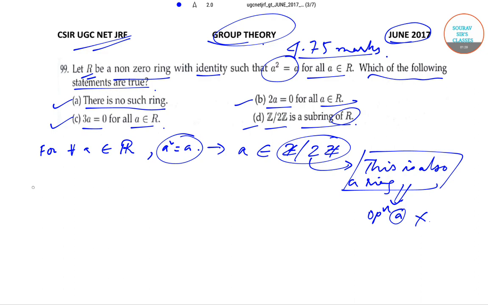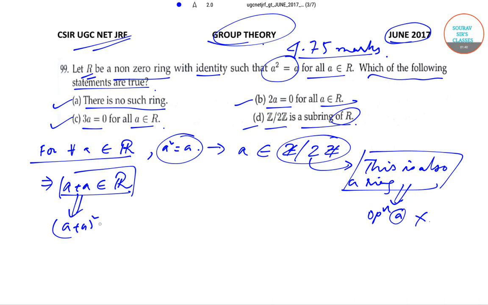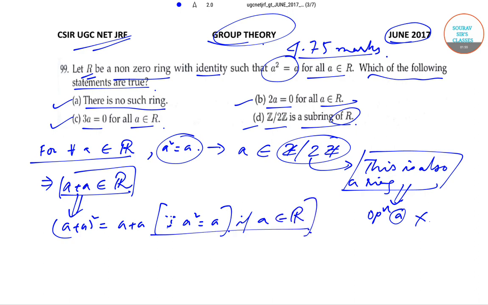Now we have been given that since A belongs to R, we can write that A plus A also belongs to R. Now if A plus A belongs to R, that implies that A plus A whole square is equal to A plus A, since A square is equal to A if A belongs to R. We already know that. So this is the condition that we'll be using here.